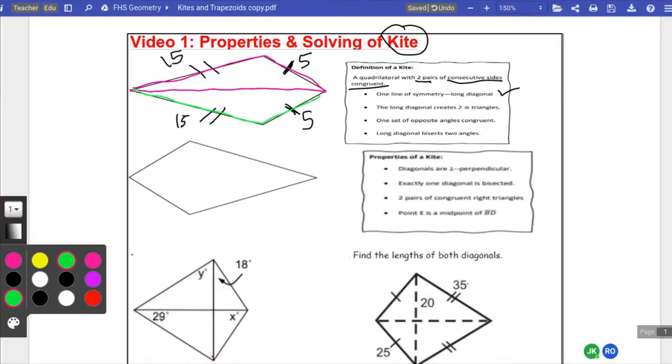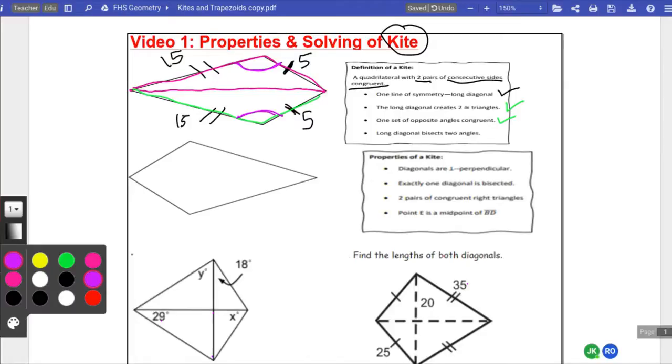All right, so let's continue. Now it says that the long diagonal creates two congruent triangles. Check. Like I said, it's a symmetry, so we have two triangles. One set of opposite angles are congruent. That only means these opposite angles right here will be congruent. These are the only ones that are congruent in this kite, just the opposite ones right there.